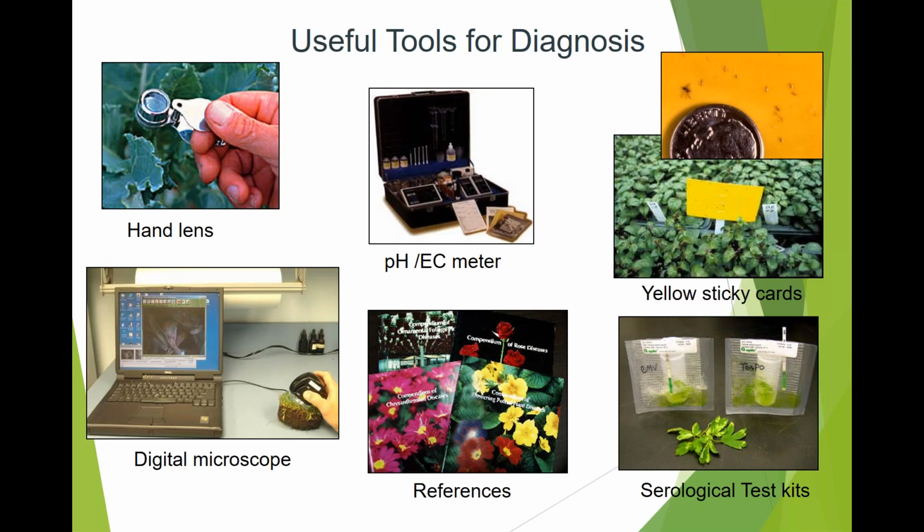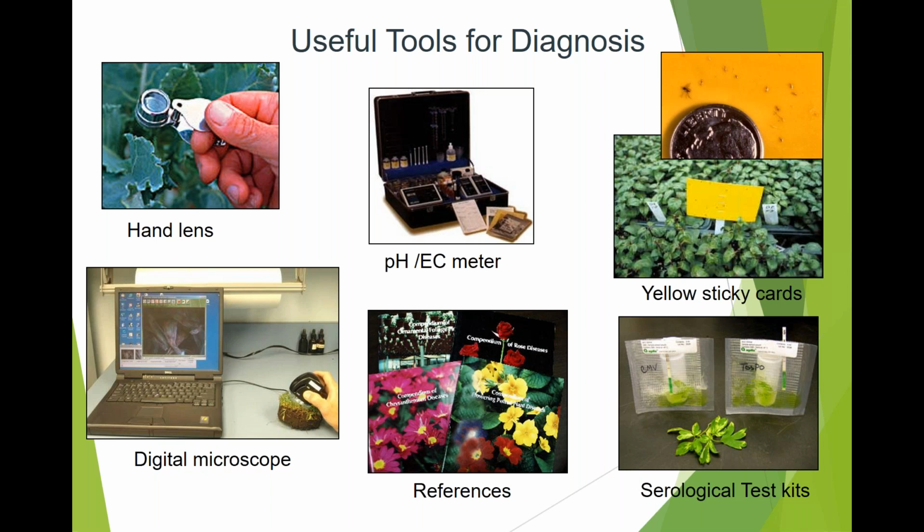Useful tools to have for plant diagnosis. These are things that help. Obviously, hand lenses and digital microscopes are great. You can even use your cell phones, and there are microscopes that fit onto the camera lens of the cell phone that do a nice job as well. Anything that helps enlarge, because most of these pests and pathogens that we're looking for produce structures that are quite small. So those are really invaluable, and anybody should have a hand lens on them as they're walking through their greenhouses.